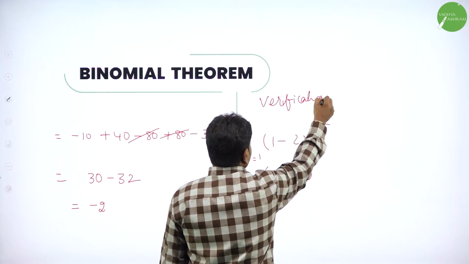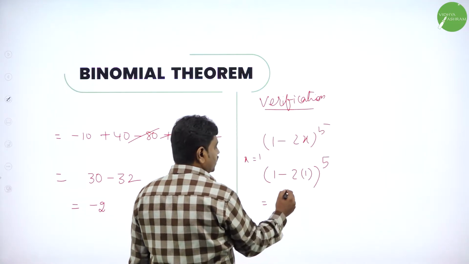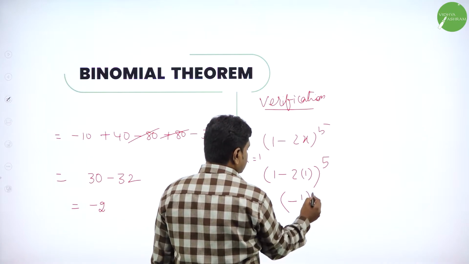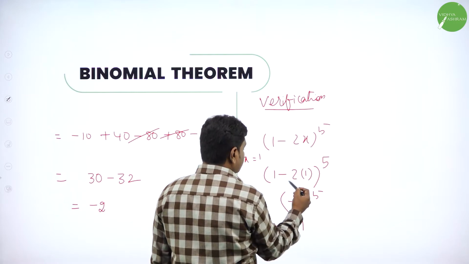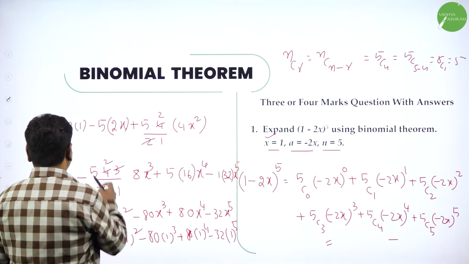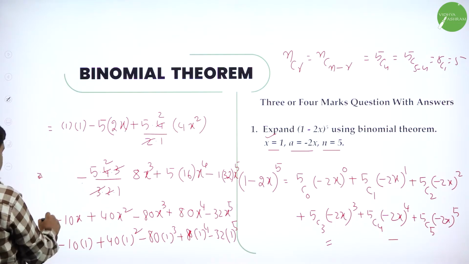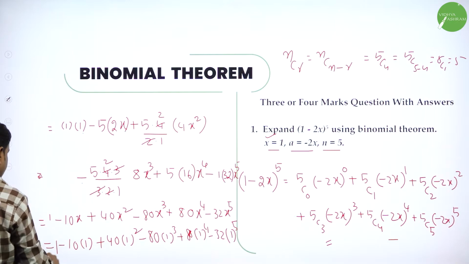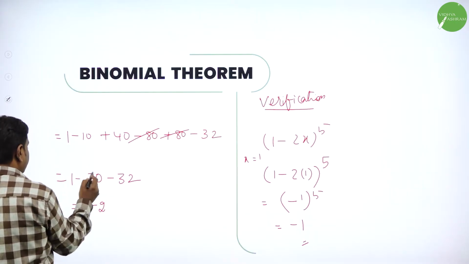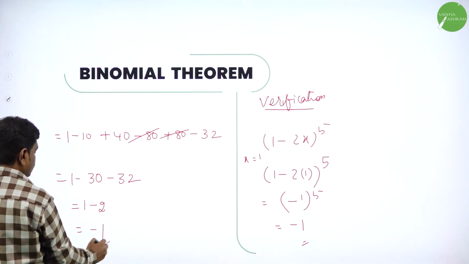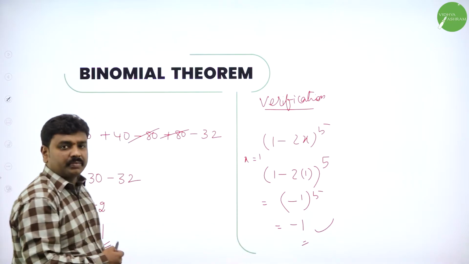Verification. It's not necessary. This part is just to make you understand. When you apply binomial theorem, it is one and the same. (1 minus 2) power 5, we should get minus 1. Sorry, 2 into 1 is 2, 1 minus 2, minus 1 we should get. So what is the first term here? Sorry, here first term is 1. What is 1 minus 2? Minus 1. So by verifying I got minus 1. By applying also I will get minus 1.